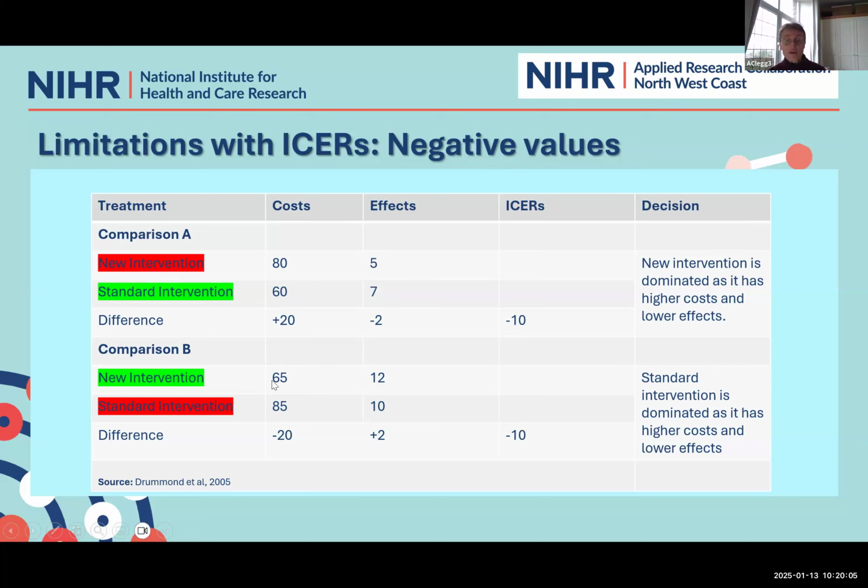If you look at comparison 2, it's the opposite way round. So the cost of the new intervention is less, but it provides the same, or greater, effect, and therefore it dominates. And yet the ICER is the same for the two of them. So it causes a certain amount of difficulty.